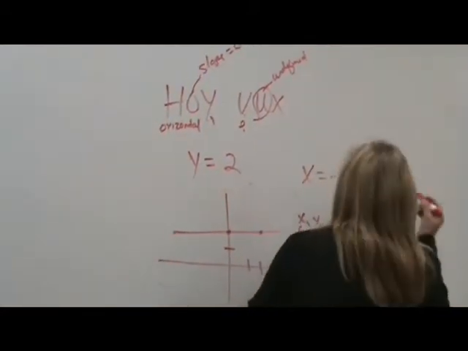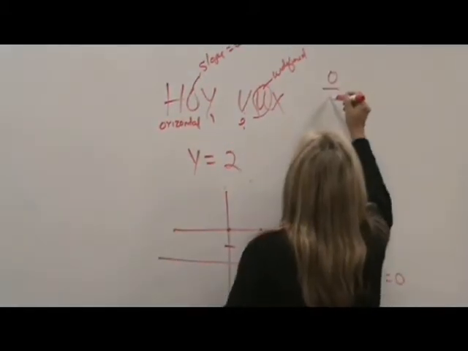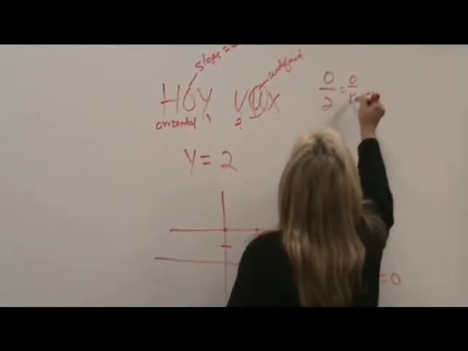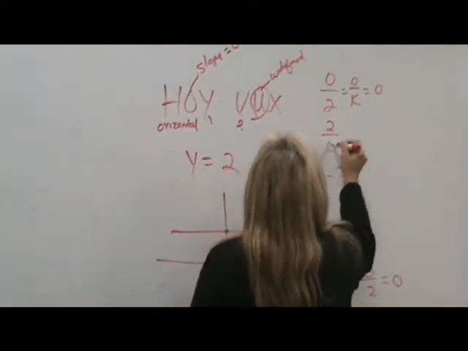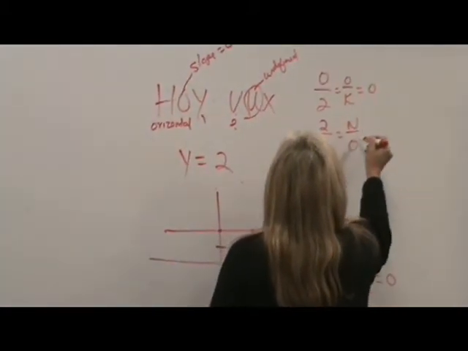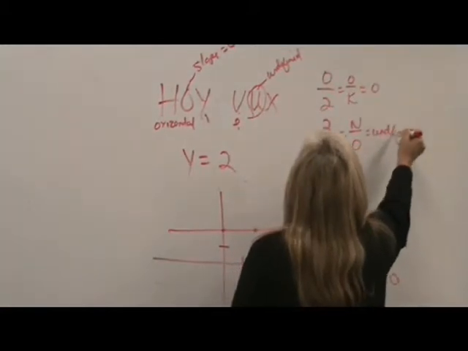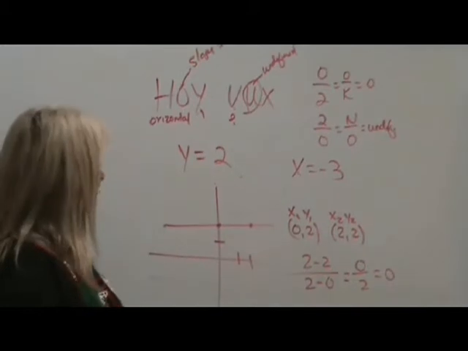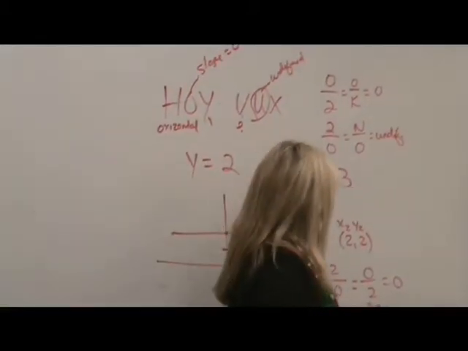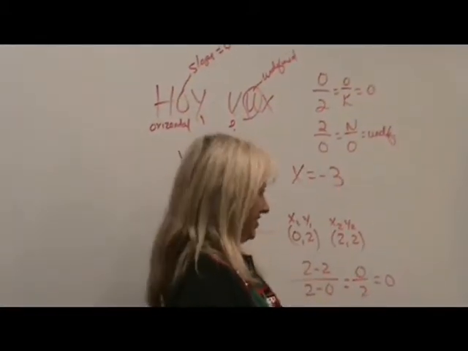And another little trick here I'll teach you. You have 0 over 2, that one is okay, and it equals 0. If you have 2 over 0, that is a no, and it's undefined. Little tricks, as long as the denominator is not 0.